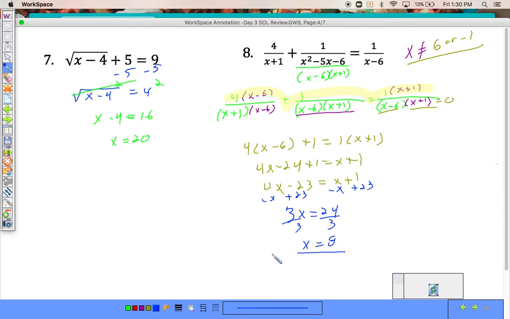And I get x equals 8. Pause this video if you need to catch up. All right, now I'm going to say 8 is a good answer because it's not 6 or negative 1. All right, so I factored. I got common denominators. I wrote the equation across the top and solved.